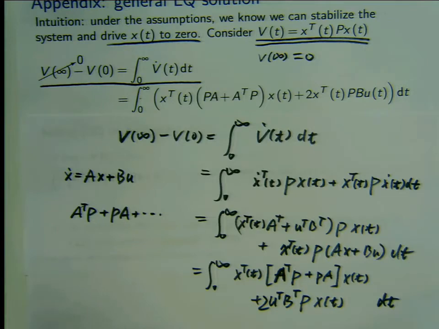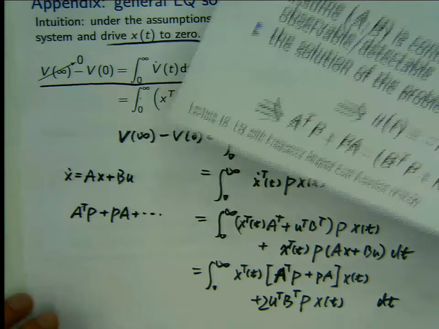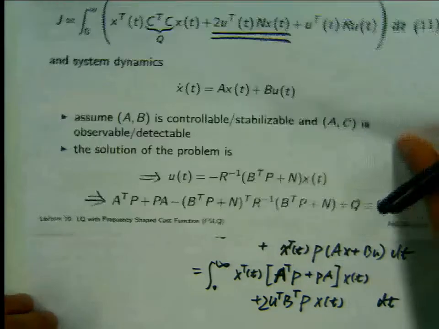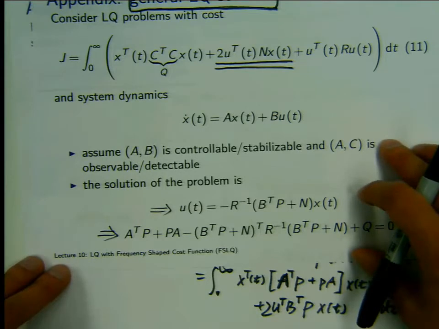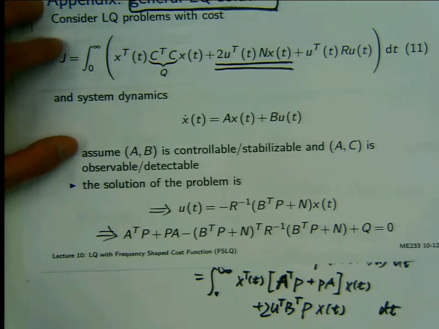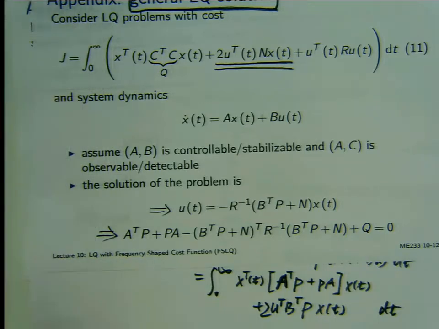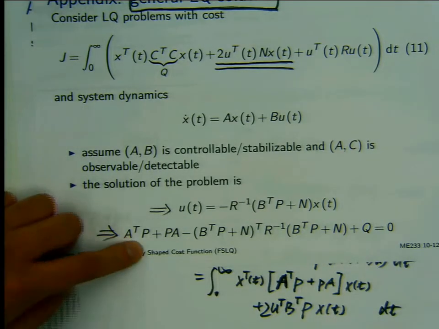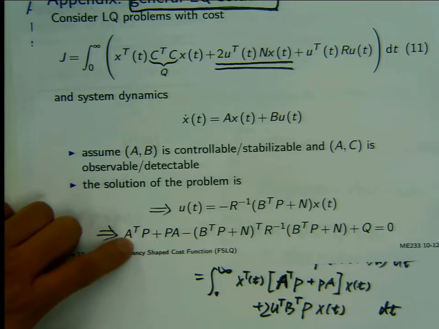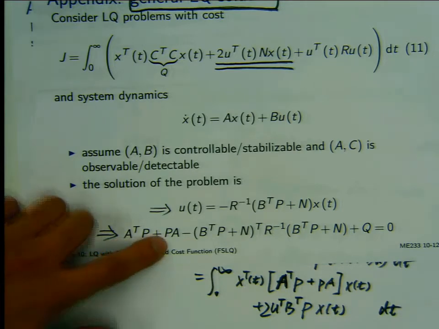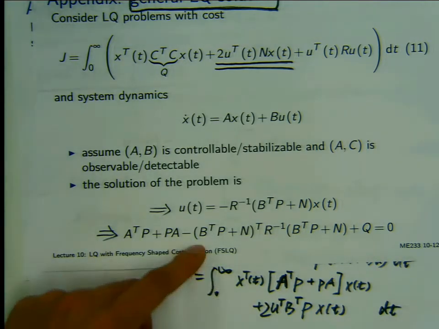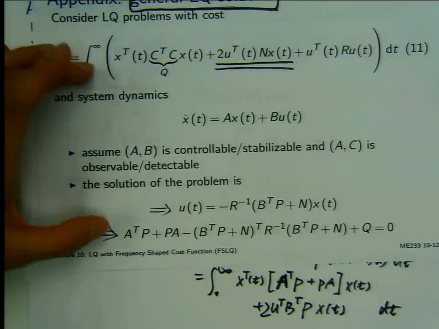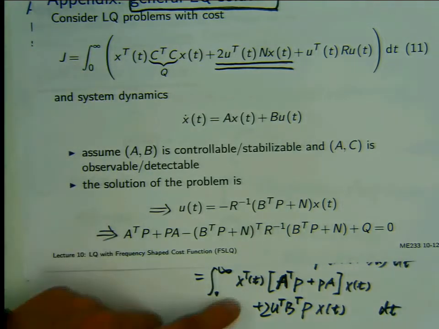Now, look at this original cost function. If you want to achieve something that looks like this, A transpose P plus P A, we have it here. What do you think we need to do, as an extra step, to introduce something related to Q in this quadratic cost of x?